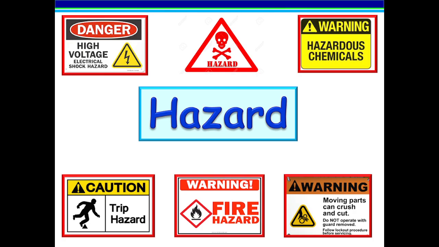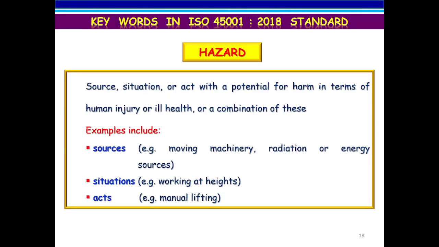Let's see what are hazards. Some display boards about hazards are given here. Hazard means source, situation or act with the potential for harm in terms of human injury or ill health or a combination of these. Examples include sources, example moving machinery, radiation or energy sources. Situation, example working at heights in confined spaces. Acts, example manual lifting.